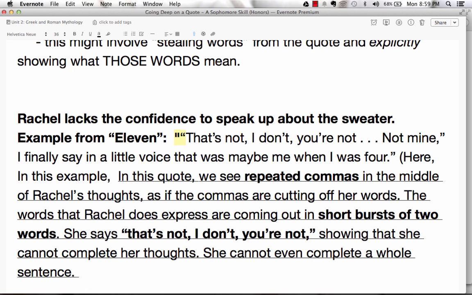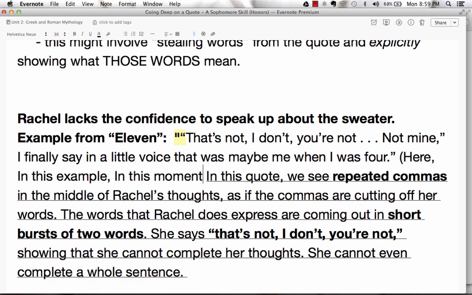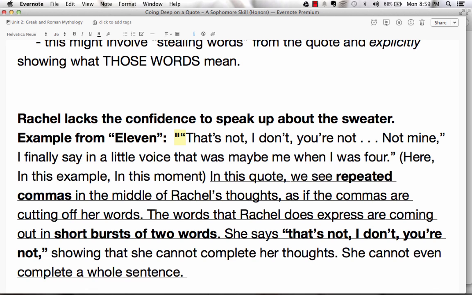I could also say "in this moment." There are lots of different options for me to transition into this breakdown. I often like to use the term "we see." I know that last year you were instructed not to use the first person. I think that's accurate. As you get older, you can loosen up those rules a little bit, especially when it comes to using "we," which is the first person plural.